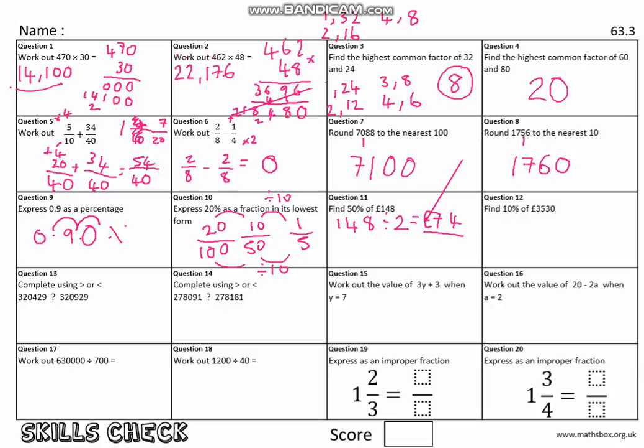Okay. Now, to find 10% of something, you just have to divide it by 10, okay? So we take our number of 3,530 and we just divide by 10. So in this case, we just move the decimal place back, so we lose that 0, and our answer is 353 pounds.